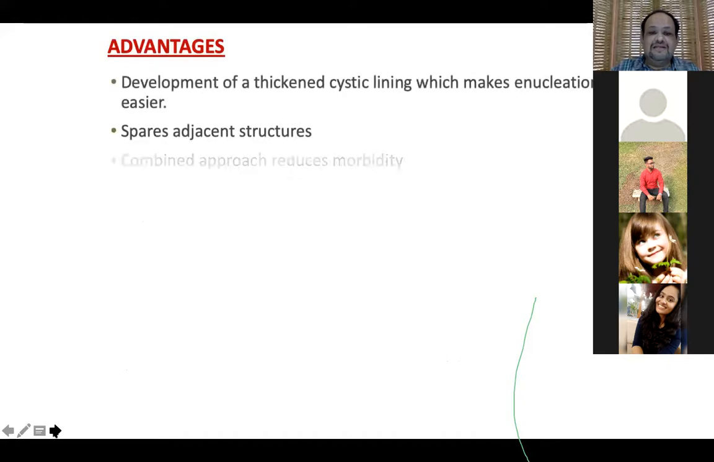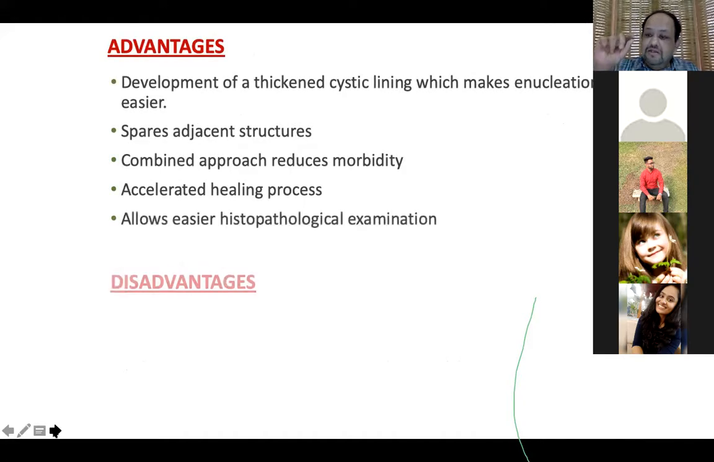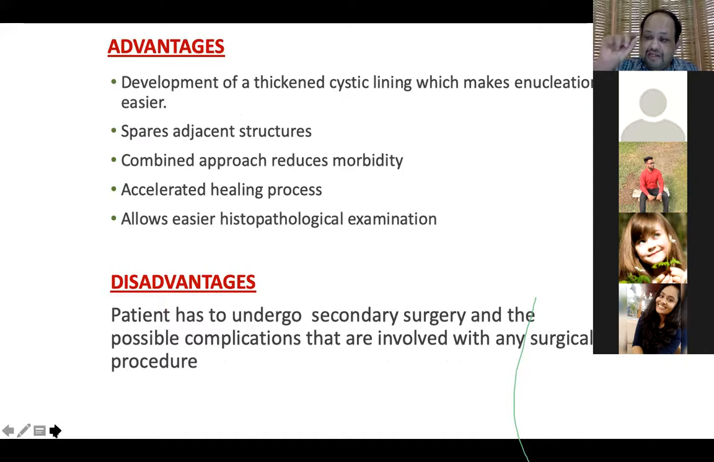The advantage is that, when there is a little bit of cystic tissue left behind under observation, it becomes slightly thick. So that makes enucleation easier. It spares the adjacent tissue structures, right? It reduces the morbidity, in the sense that if you do an enucleation, there is a chance of a pathologic fracture or infection which could happen. The disadvantage is that there is a secondary surgery that is done, right? Now you cannot escape it because you cannot leave any pathology behind. So that is a disadvantage of the Waldron's procedure.